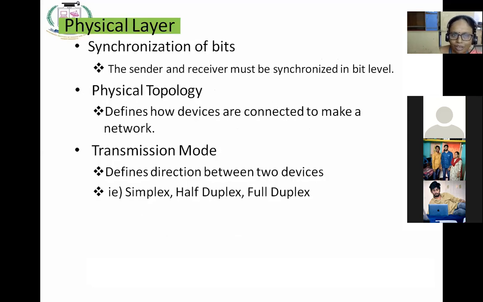Okay. And you all know the physical layer is also responsible for synchronization of bits, topology, and transmission medium. We all know what simplex, half duplex, and full duplex are. Simplex is only one-way transmission. Half duplex is two-way transmission, but via one wire. Full duplex is two-way transmission via two different wires.